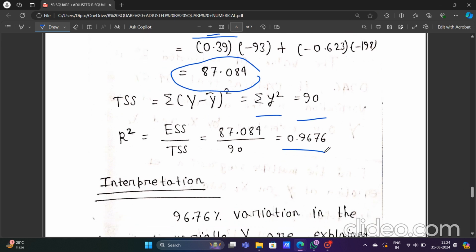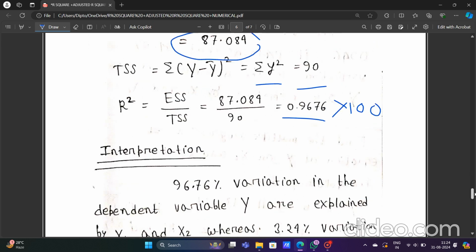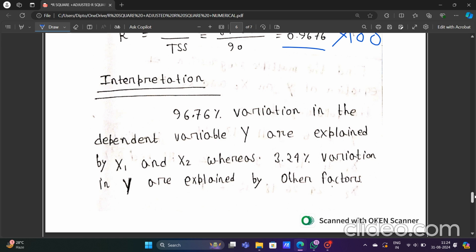What is the interpretation of it? If you multiply this number by 100, it will show you the percentage; basically we are taking the percentage of the value of r square. It means that 96.76% of the variation of the dependent variable y can be explained by the independent variables x1 and x2. That means 96.76% of the variation is happening due to x1 and x2, and the remaining 3.24% variation in y is happening due to other factors which are not included in the model.